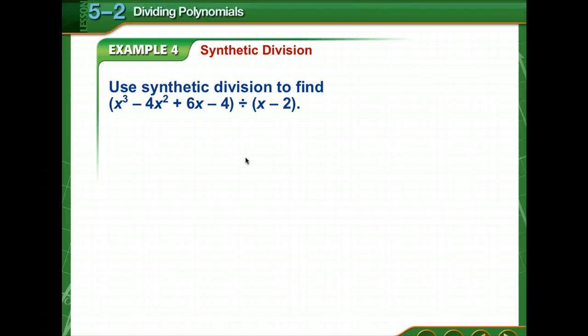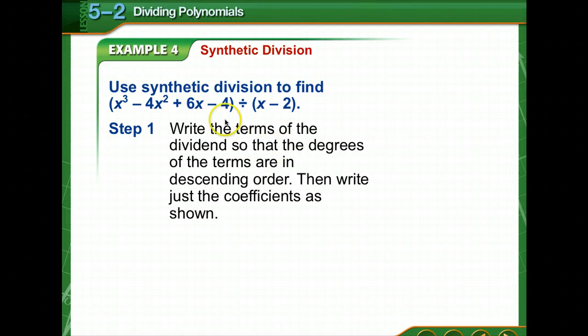So let's look at this one. First of all, let's write the terms in descending order. x cubed minus 4x squared plus 6x minus 4. I always look to see 3, 2, 1, none. Okay? You want to make sure that every term is represented. I always check that. The coefficients with this one are 1, negative 4, 6, negative 4.